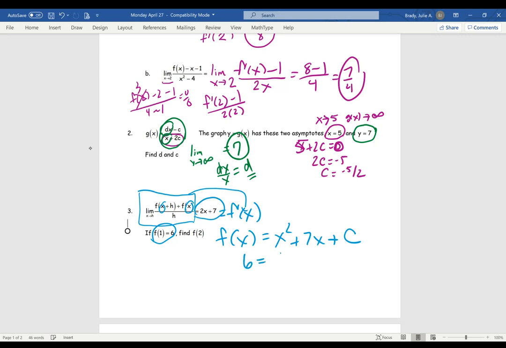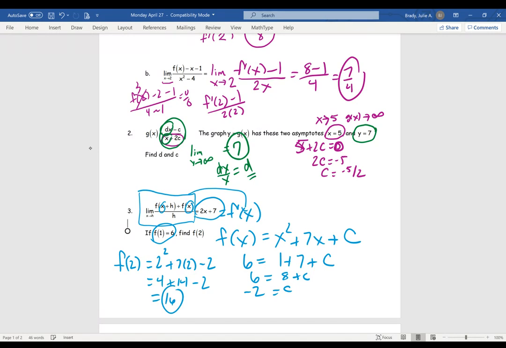6 is 1 plus 7 plus c. So 6 is equal to 8 plus c. C is equal to -2, which means f of 2 is 2 squared plus 7 times 2 minus 2, which is 4 plus 14 minus 2, which is 16. Yay.